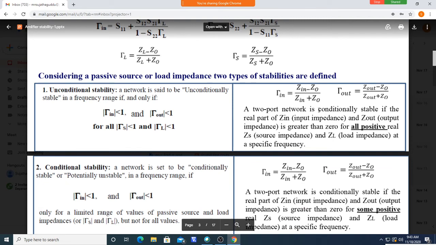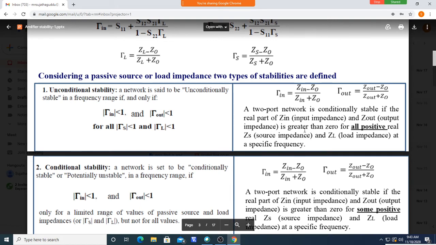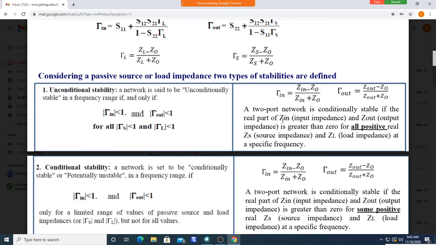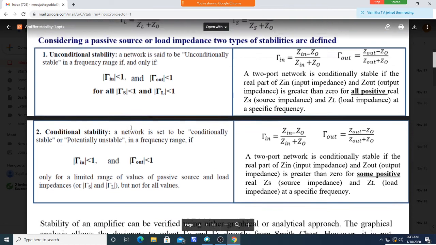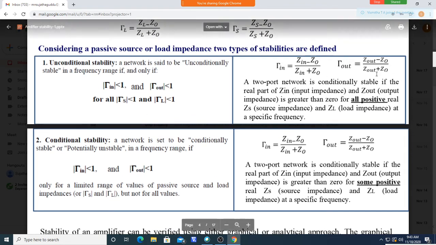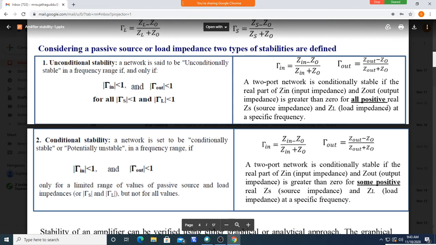So please take it as unconditionally stable if the real part of Zin and Zout is greater than 0 for all positive values of Zs and ZL. Zin and Zout should be greater than 0; they should not become less than 0. That is called unconditional stability. In unconditional stability, Zin and Zout values will be greater than 0 for all values of ZL and Zs.